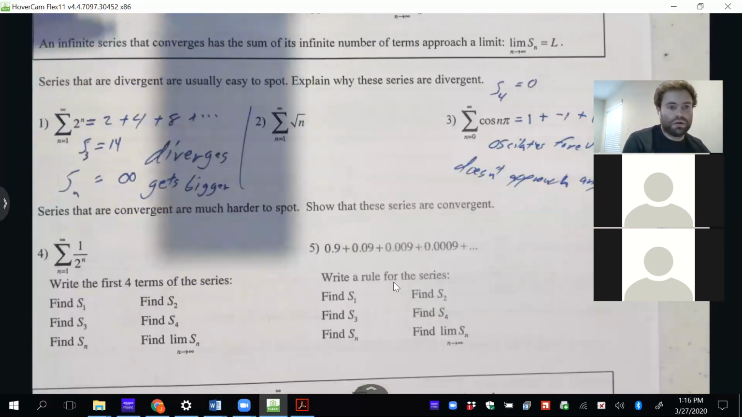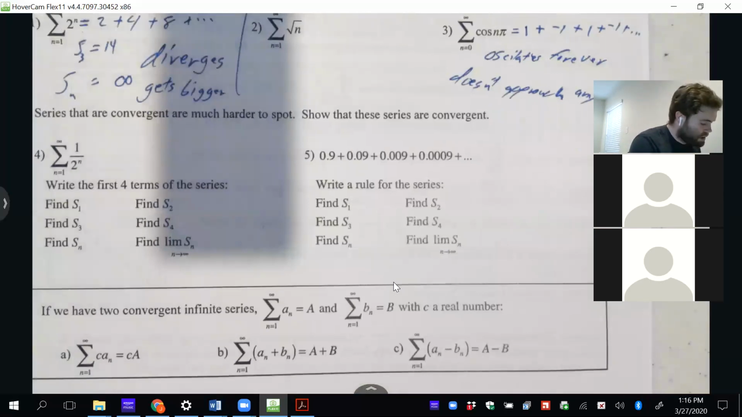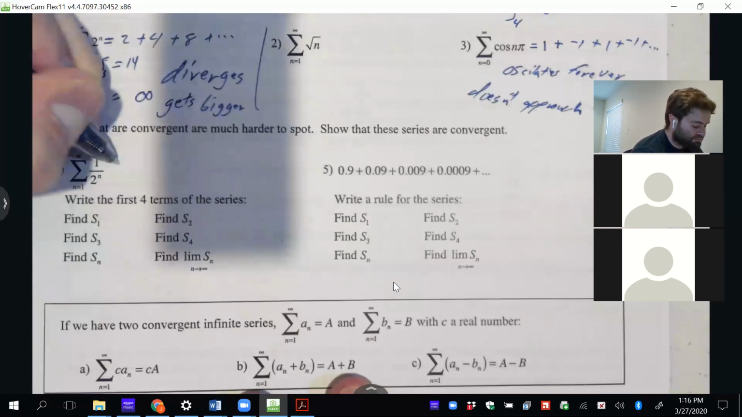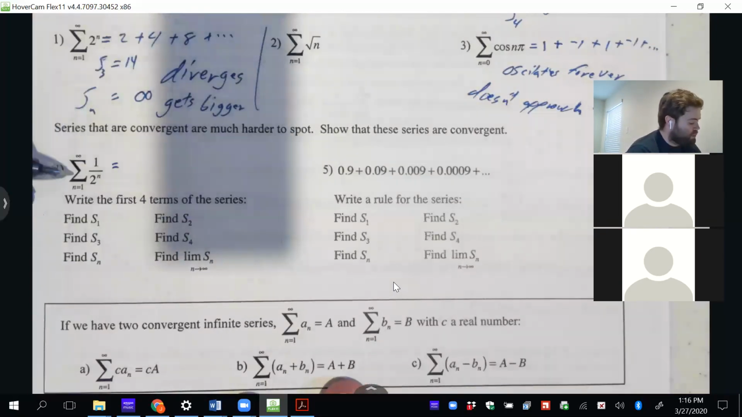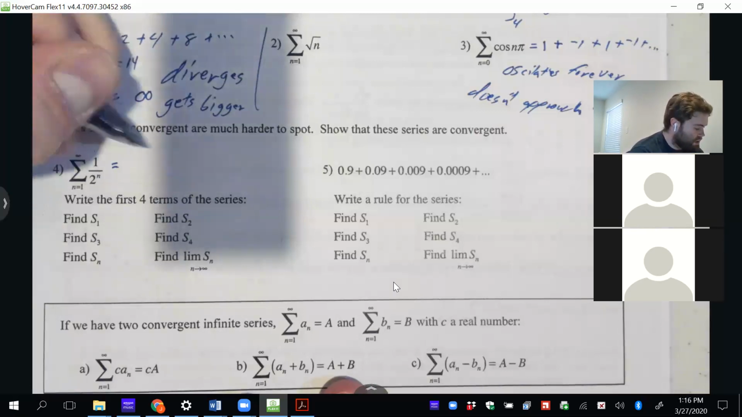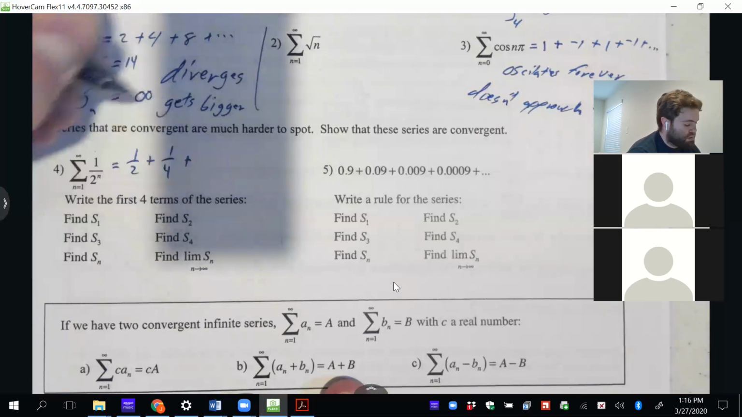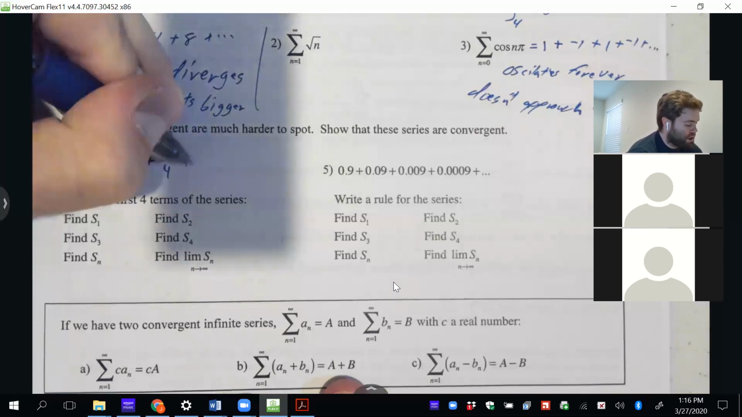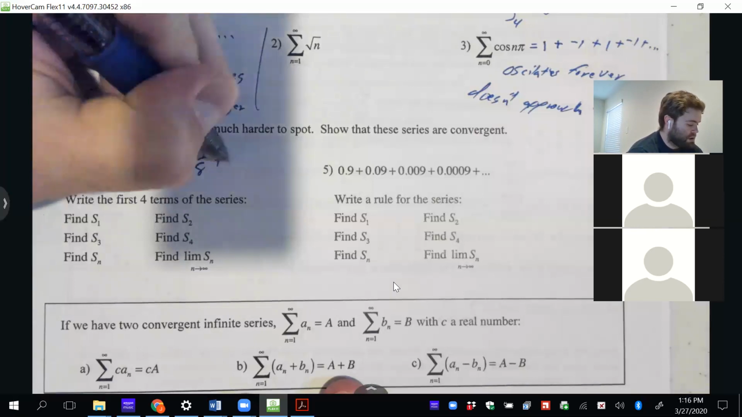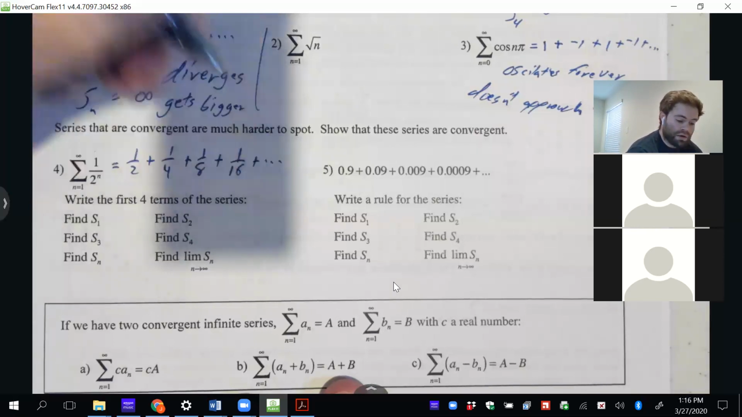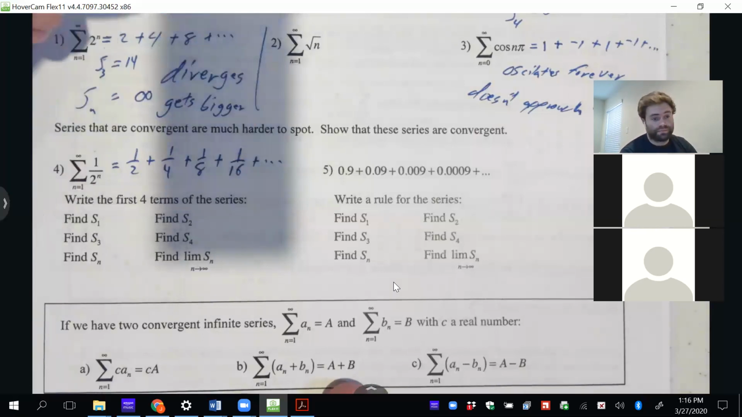So on number 4 and 5, come up with some of the first few terms. On number 4, we have 1 over 2 to the n power. Well, if n is 1, that's just 1 over 2. Then plus, plugging in 2, that's 1 over 2 to the 2nd power, so 1/4. Then plugging in 3, 1 over 2 to the 3rd power, so 1/8 plus 1/16. And that's just going to keep happening forever. We're asked to write the first 4 terms.